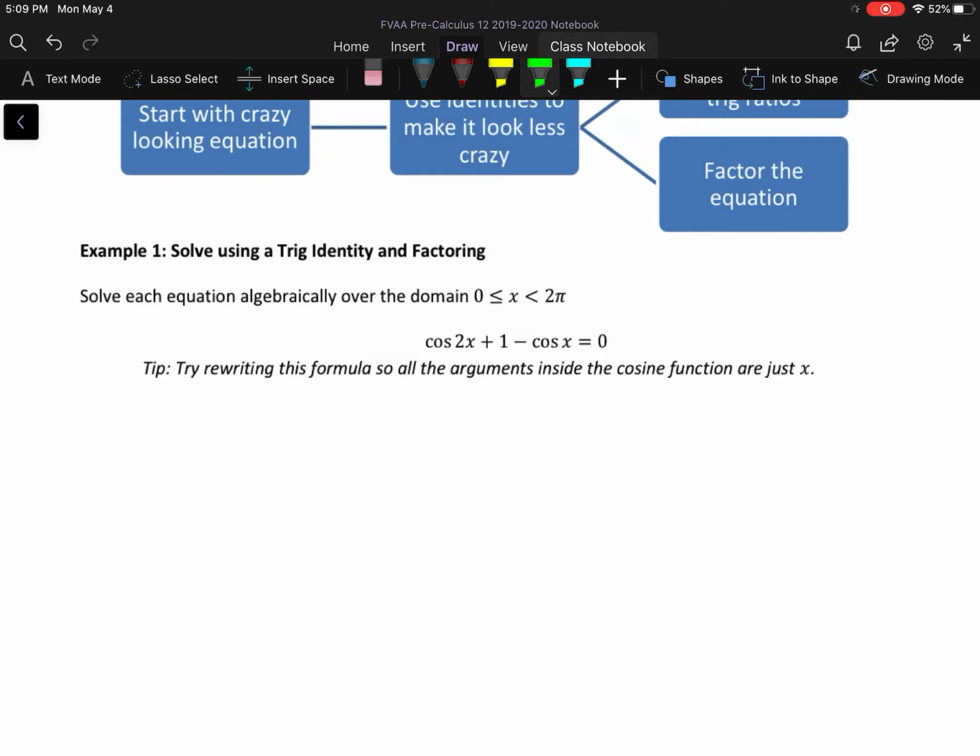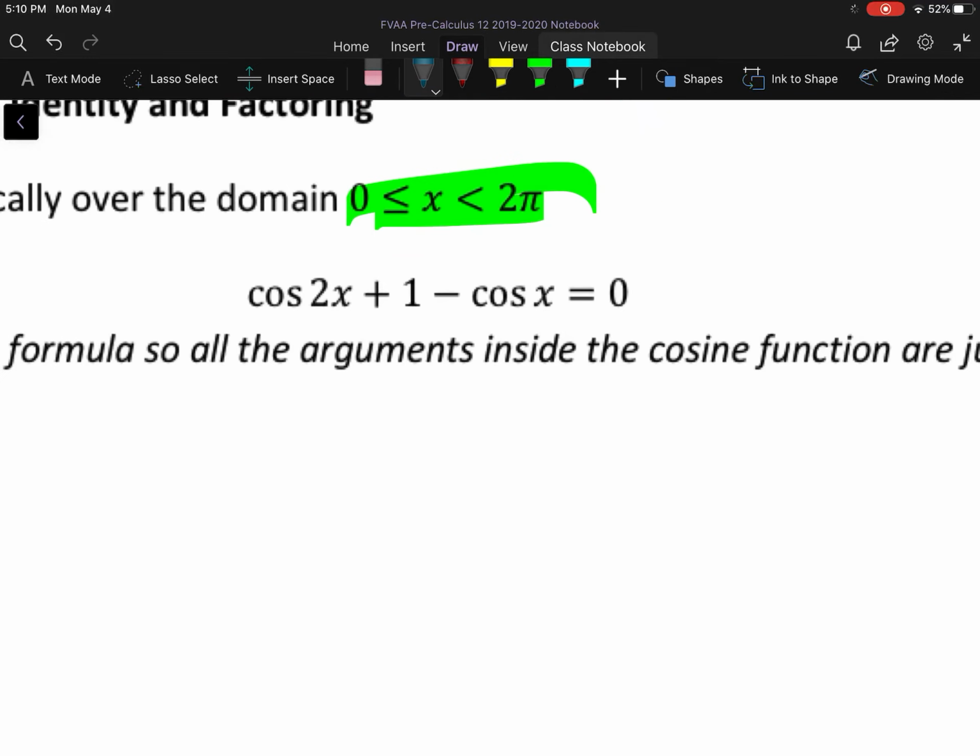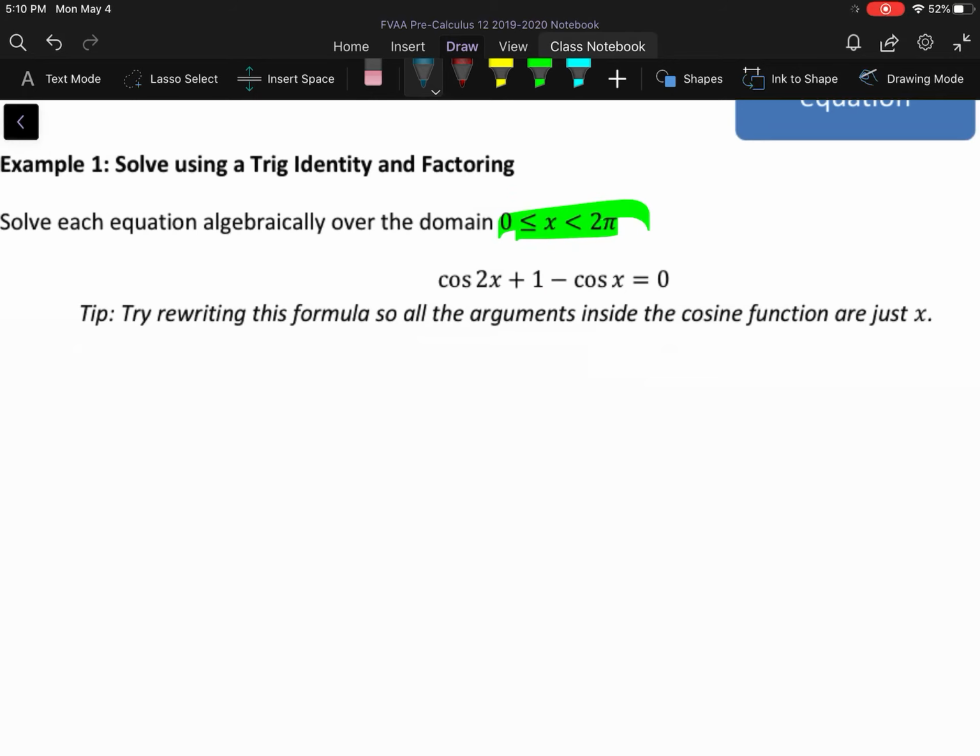So solve each equation algebraically over the domain 0 is less than or equal to x, which is less than 2 pi. So let's take a look. We have this equation here: cos 2x plus 1 minus cos x is equal to 0. And here I'm going to have my trig identities notes, or my formula sheet, handy so I can remember some of the identities I can use to simplify this equation.